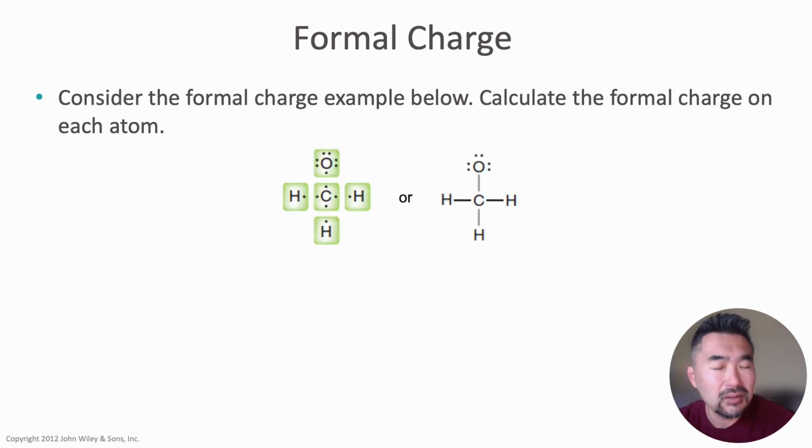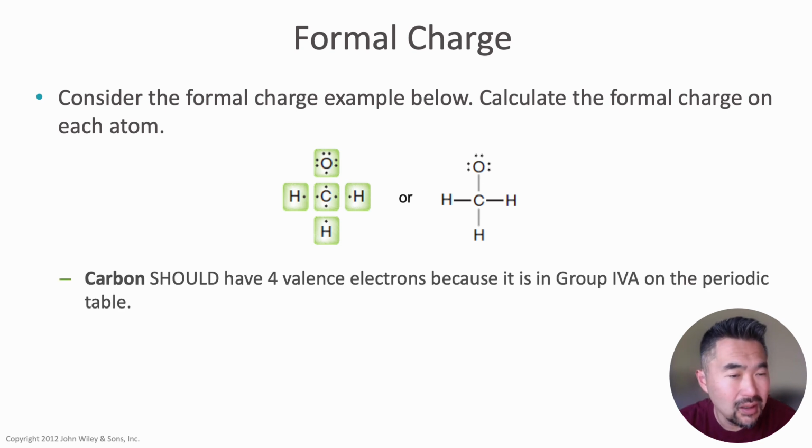Okay. So let's consider this particular structure and see if we can assign the formal charge. And I'm spending a lot of time on this just because it's one of the most important things in organic chemistry, right next to resonance. So how do we do this? Well, the carbon atom in this structure should have 4 valence electrons. That's how many he brought to the table.